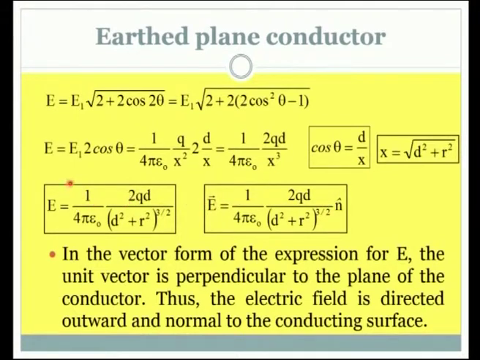This is the scalar form and this is a vector form. We have an n cap here. In the vector form of the expression for electric field E, the unit vector is perpendicular to the plane of the conductor. Thus, the electric field is directed outward and normal to the conducting surface. Though we have just marked an n cap here, we need to know what direction it is.